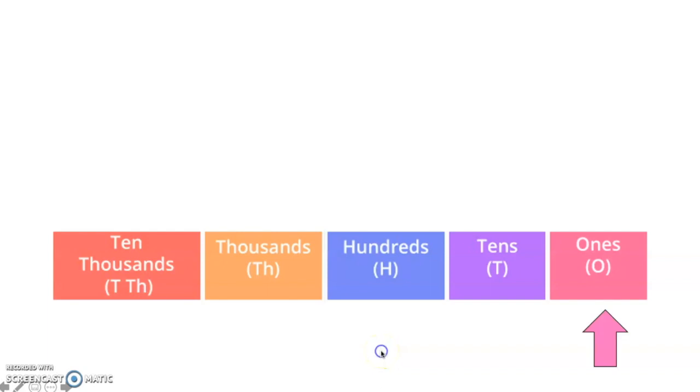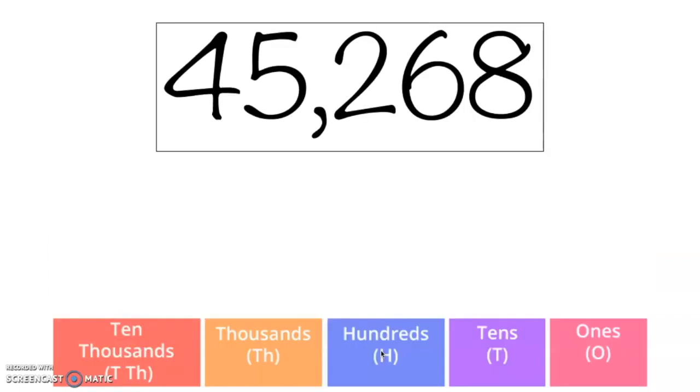And I am going to show you what that looks like. So here we have the ones place. Here we have the tens place. Next comes the hundreds place, then the thousands place, and all the way over here we have the 10,000s place. This is the one we are talking about today. So let's look at this number here, 45,268. Notice there is a comma right after the thousands place.